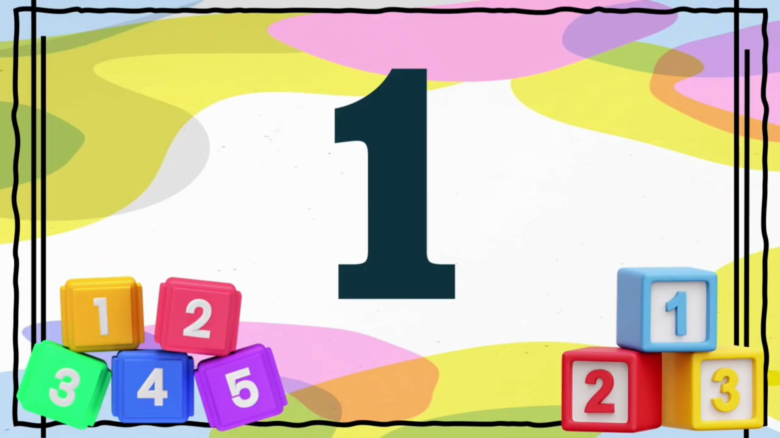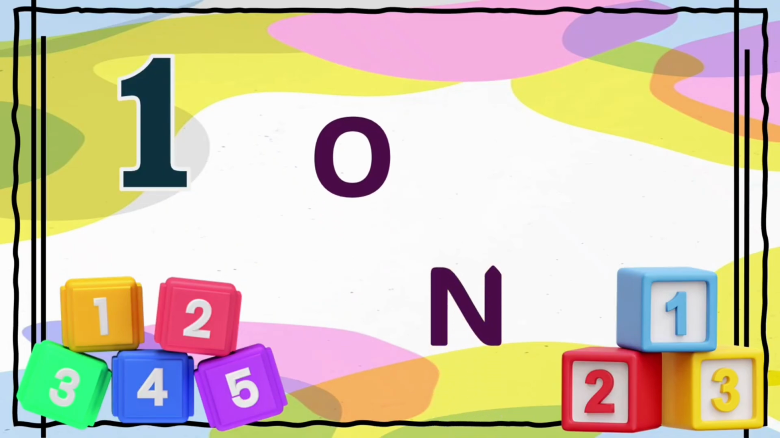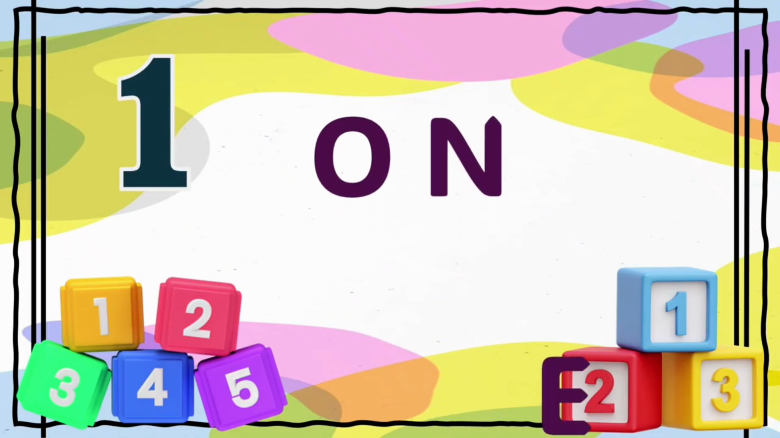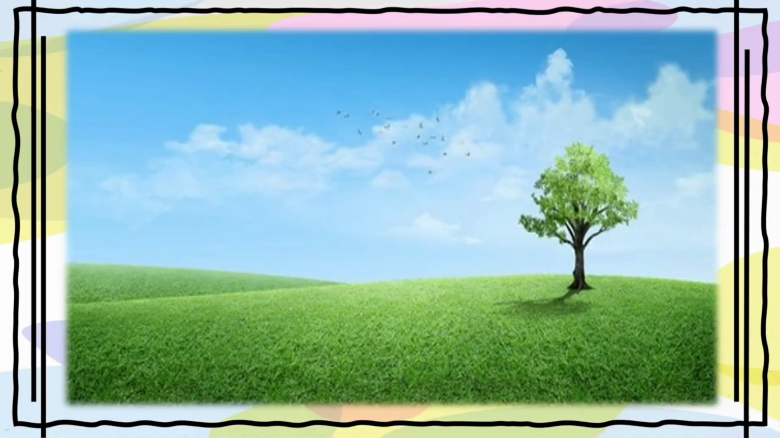What is the spelling of 1? O N E. Let's see some examples. This picture is of a living room. There is one TV hanging on the wall. This is the picture of a garden. There is only one tree.